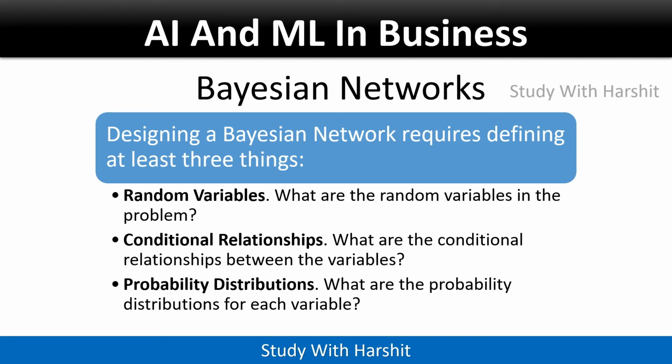Bayesian networks. Designing a Bayesian network requires defining at least three things. First, random variables: what are the random variables in the problem? Second, conditional relationships: what are the conditional relationships between the variables? Third, probability distribution: what are the probability distributions for each variable?